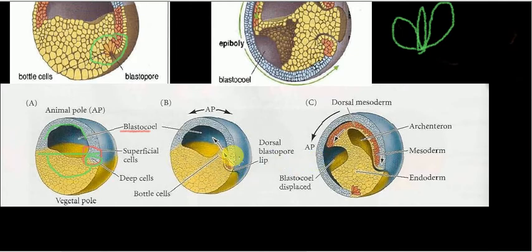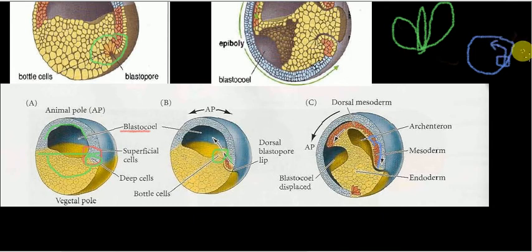Here you can see the bottle cells are formed here. The bottle cells are formed in this region, and after the formation of the bottle cells, the cells start to migrate into the interior of the embryo. If this is the embryo, this is the dorsal lip of the blastopore, and the cells are migrating into the interior of the embryo. Cells are rolling into the interior of the embryo.